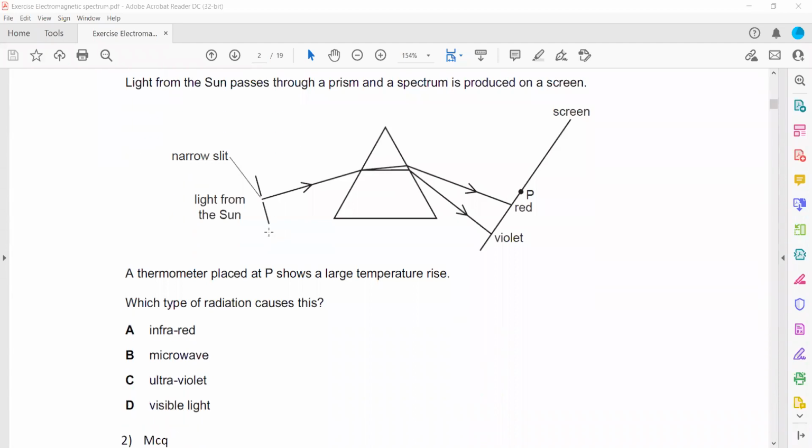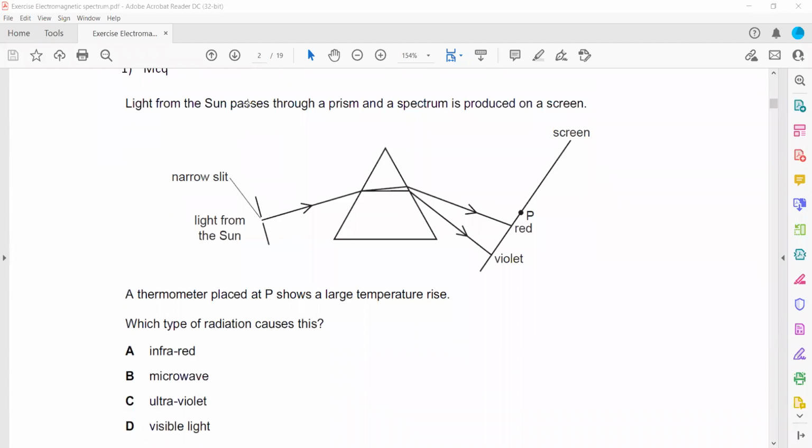So the first multiple choice question, light from the sun. So the sun is emitting out visible, the only part which our eye is sensitive to, or we are able to see. So the sun is providing the visible light as well as the ultraviolet and the infrared or heat radiation. So visible is there, ultraviolet is there, and infrared. All the three radiations are there from the sun.